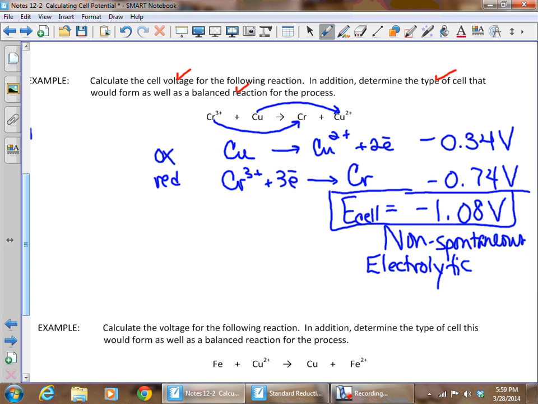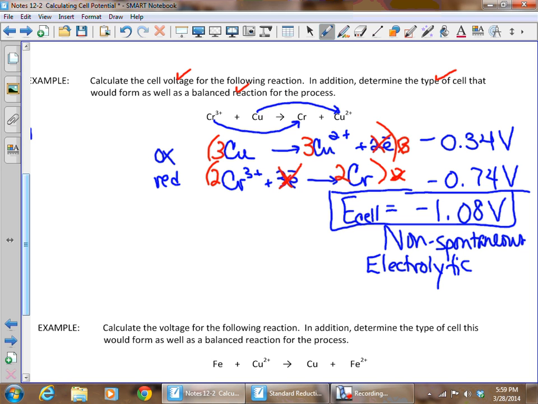So the balanced chemical reaction, now that we've got an E cell, now we want to go ahead and balance it. Remember, don't balance it first or you'll try to multiply those voltages by something. You do not want to multiply those. So we want to multiply this one by 3 and this one by 2 in order to get our electrons equal. Put those coefficients in so we don't forget.